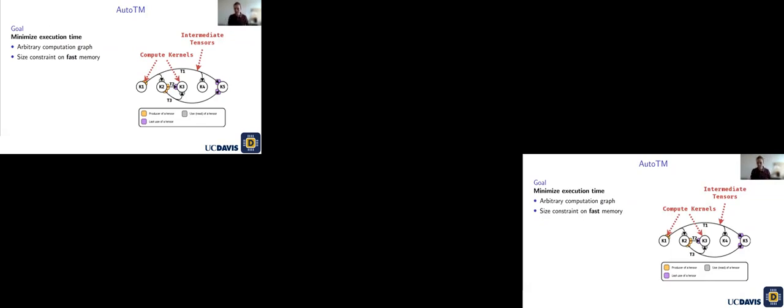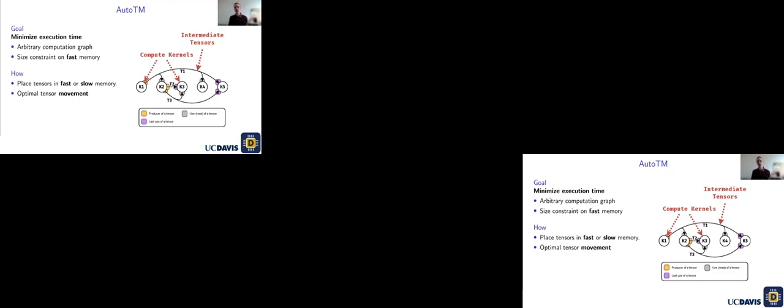Okay, so what is AutoTM? AutoTM takes the fact that these frameworks set up a static compute graph, or in this case, AutoTM requires a static compute graph. We have a number of kernels that execute. So you have compute kernels that execute, and these kernels communicate via tensors. Some kernel produces a tensor, and that tensor is consumed or read by some other kernel. So our goal is to minimize the total execution time of these kernels.